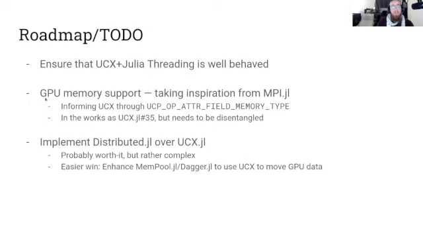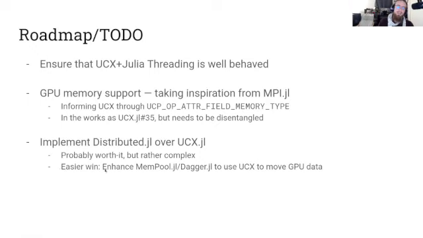I want to add GPU memory kind support, taking inspiration from MPI.jl, which is the fully featured MPI interface in Julia. And I think in 1.10, the attribute field memory type was added, or maybe in 1.11. I have a prototype of that working, so we can communicate to UCX, because we have colored pointers, well, what is the memory type of the data I'm passing to you, and make sure that the right actions are happening.